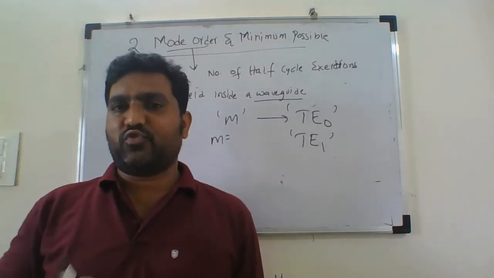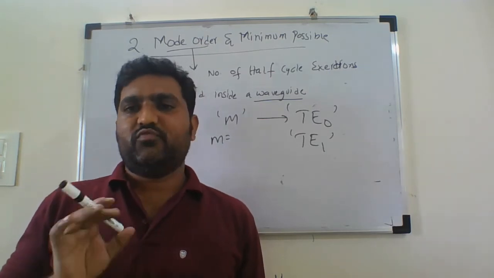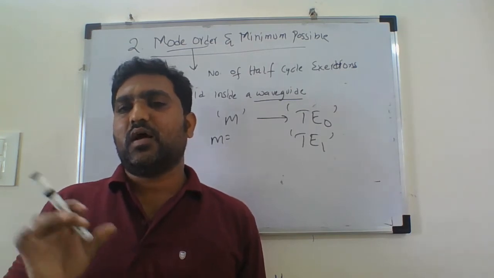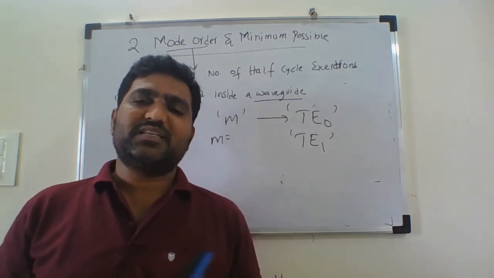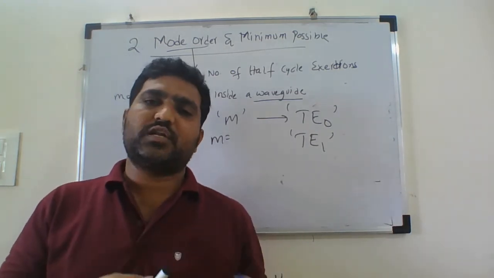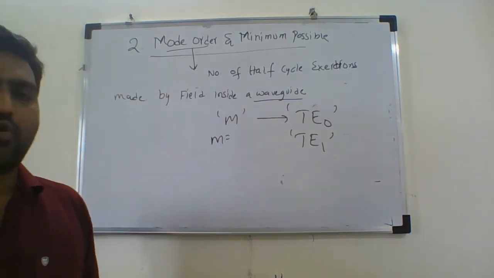In simple terms, we have to remember what is meant by mode. The mode is an integer value which tells us how many half cycle variations there are for a particular field inside the waveguide. So this basically tells us what the field pattern or the field structure inside the waveguide is. So that is about the mode.